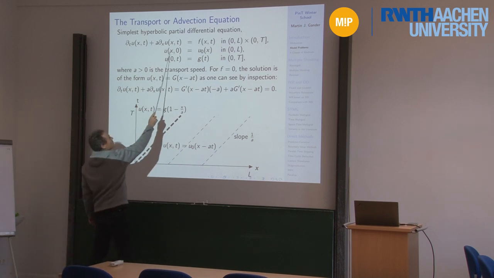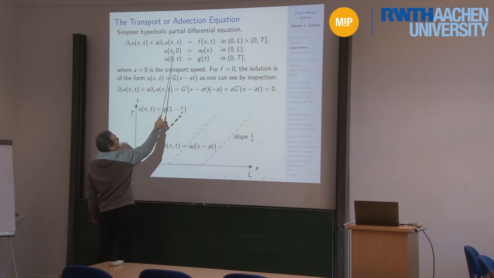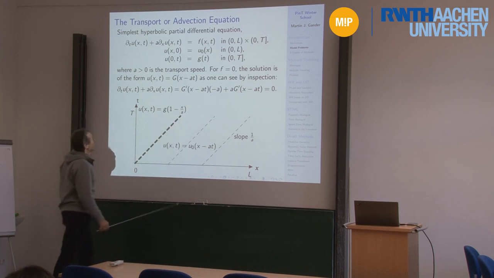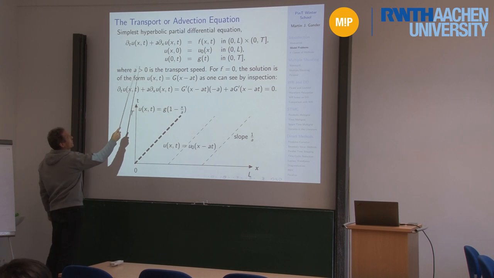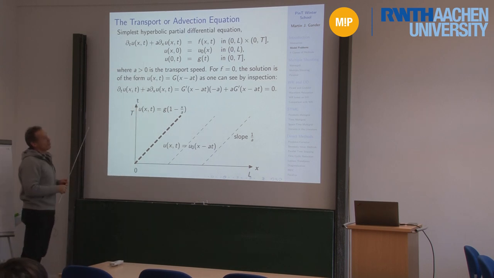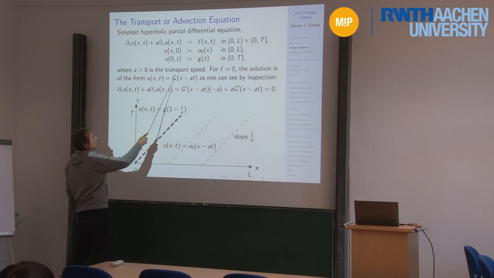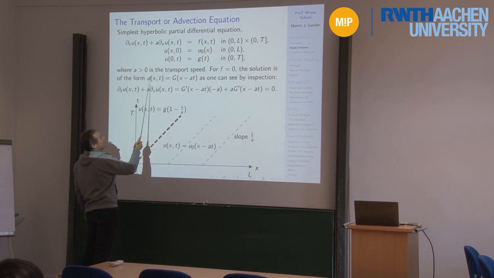We also have a boundary condition, but only on one side. Depending on the sign of A, we have to have a boundary condition on the left or on the right. We have an initial condition. And in my example, I assume A is positive. So this equation has a solution that moves from the left to the right. And you can actually see the solution just by inspection. Any function which depends on x minus at is a solution of this equation. And why is this?